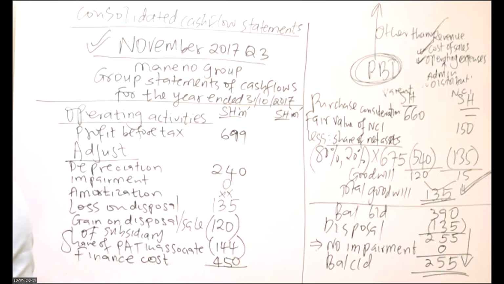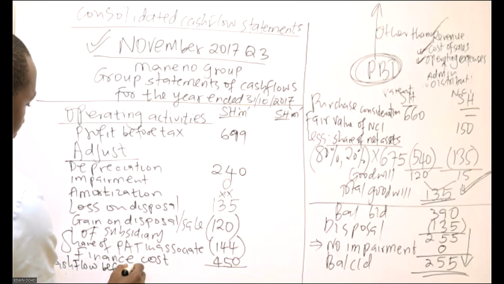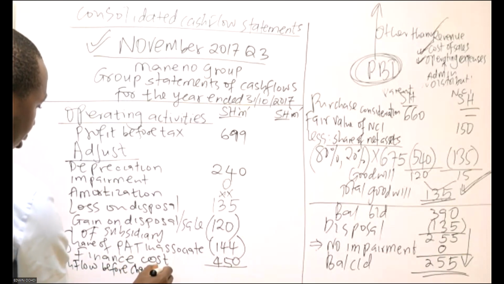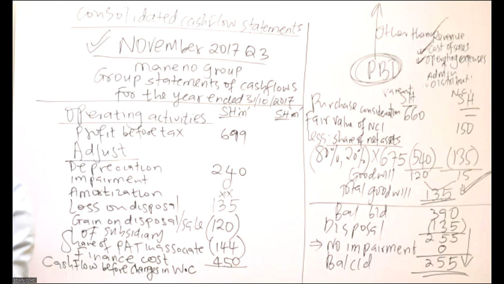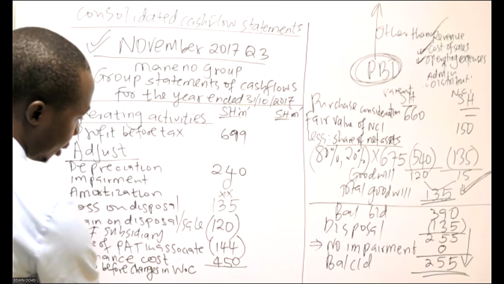So up to that point, what we have is the cash flow before changes in working capital. So 699 plus 240 plus 135 minus 120 minus 144 plus 450. This is 1260.